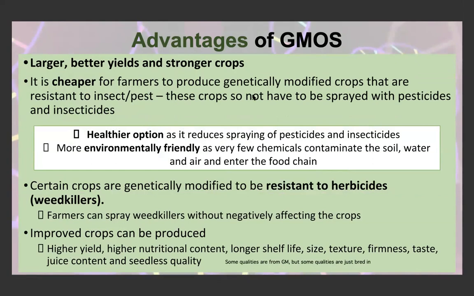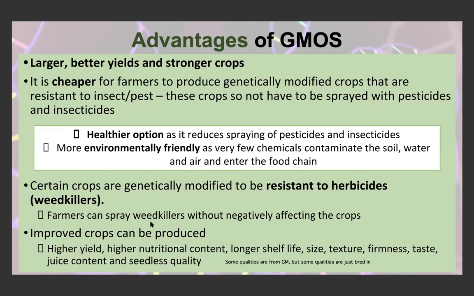It's also cheaper for farmers in terms of producing crops that are genetically modified to be resistant to insects or pests, instead of needing to spray them with pesticides and insecticides. It's also a lot healthier because it reduces the spraying of pesticides and insecticides, and more environmentally friendly. Certain crops are genetically modified to be resistant to herbicides. Herbicides are weed killers, so then farmers can spray the weed killers freely without worrying about affecting the crops themselves.